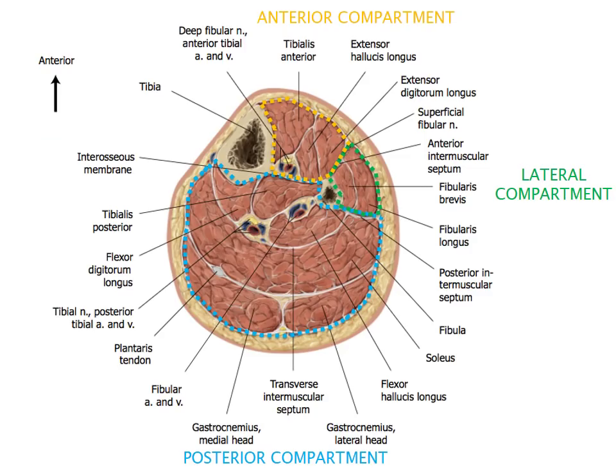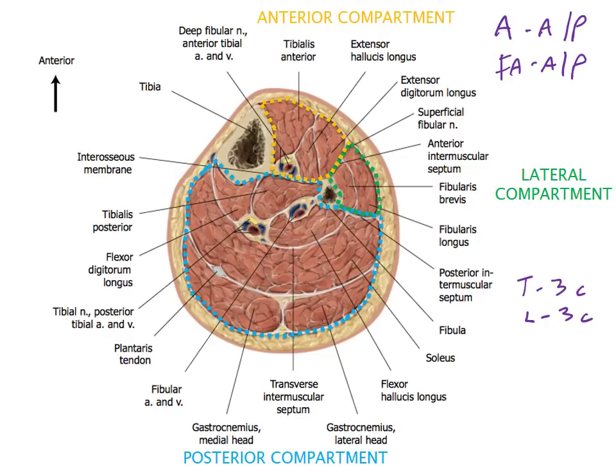There are three compartments in the leg, and each are innervated by a single nerve. As a review, recall that in the upper limb there are two compartments in both the arm and the forearm. There's an anterior and a posterior in the arm, and an anterior and posterior in the forearm. While in the lower limb, there are 3 compartments in both the thigh and the leg. So the thigh has 3 and the leg has 3 compartments.